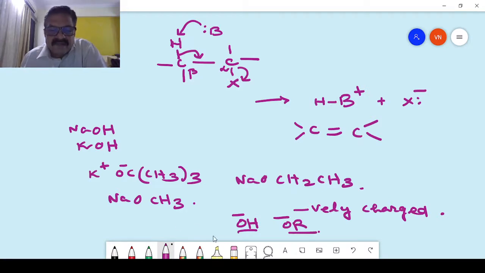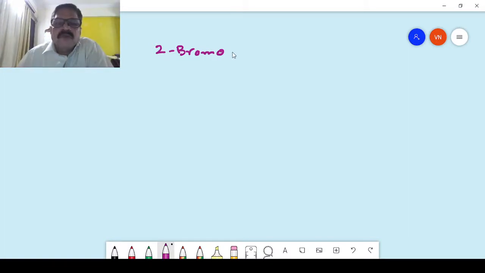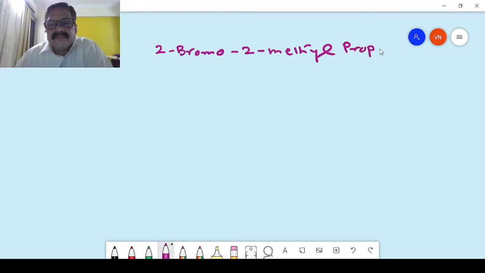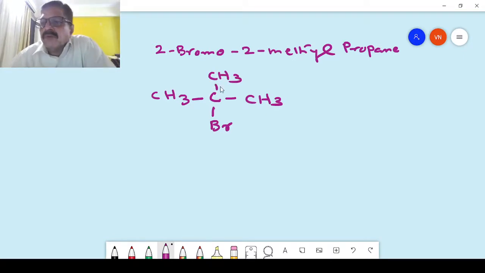Now, let me show you one or two examples, and it will be very clear. Let us take a compound, 2-bromo-2-methyl propane. This is our propane skeleton, this is 2-bromo, and this is 2-methyl. So in 2-bromo-2-methyl propane, identify the alpha carbon and identify the beta carbons.